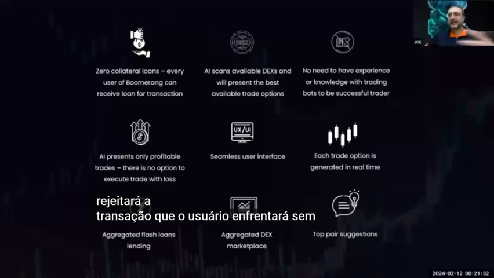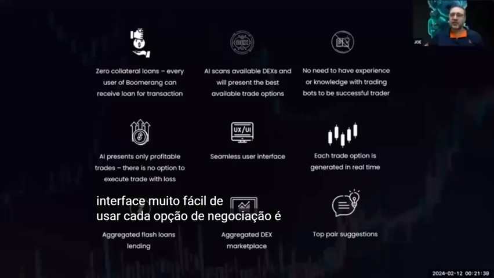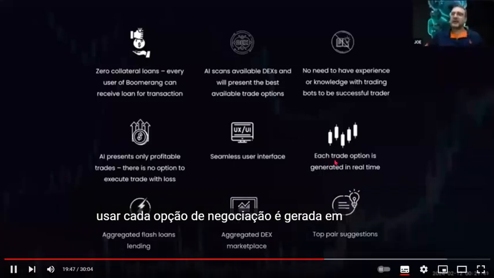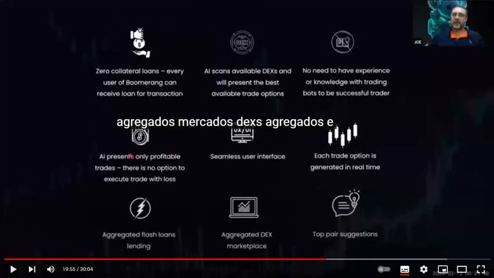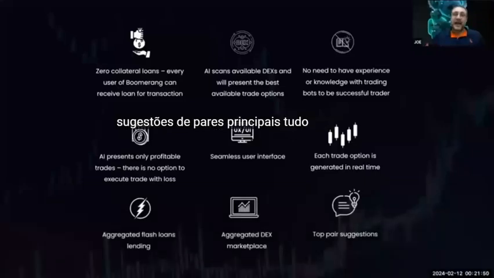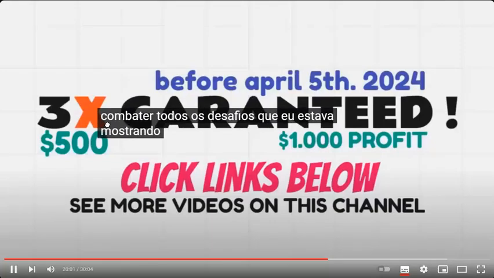The user face, seamless user interface, very easy to use. Each trade option is generated in real time. Aggregated flash loan lending, aggregated DEX marketplaces, and top pair suggestions. Everything you need to combat all of the challenges that I was showing you earlier.